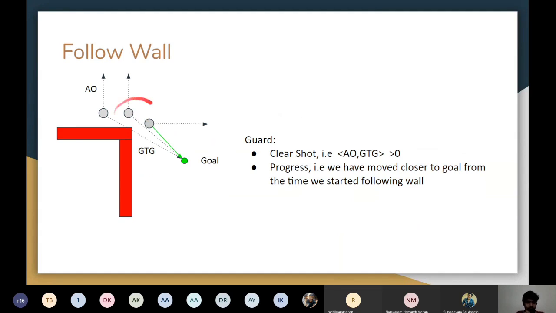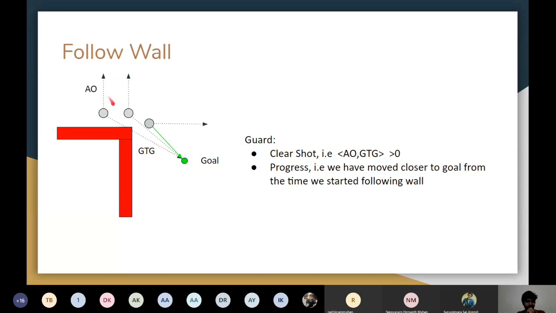So when do we exit? To exit, we'll have two conditions. One is a clear shot, and the other is that we have progressed in the direction of the goal. So what do I mean by clear shot? At this point in time, as you can see, my avoid obstacle behavior will take me in this direction, whereas my go to goal behavior will take me in this direction.